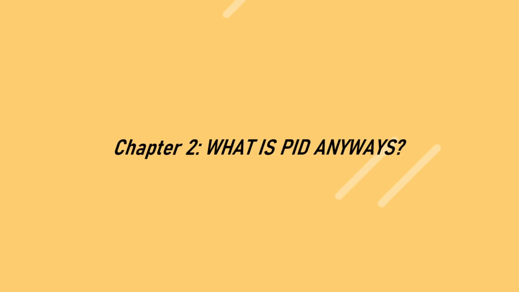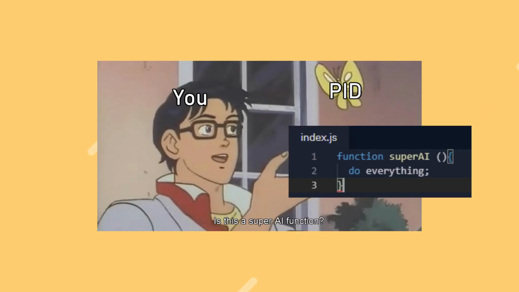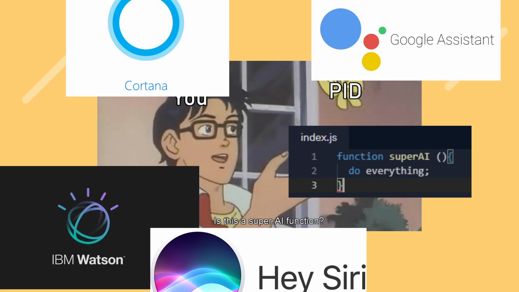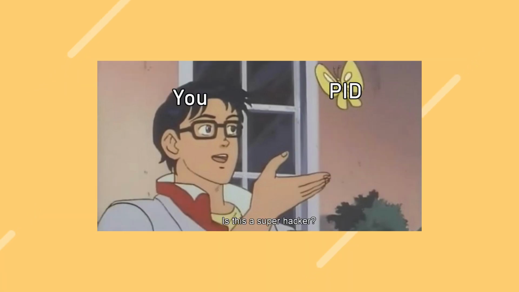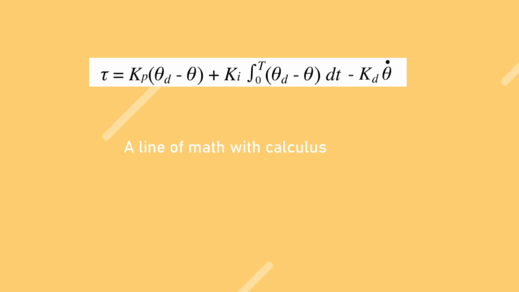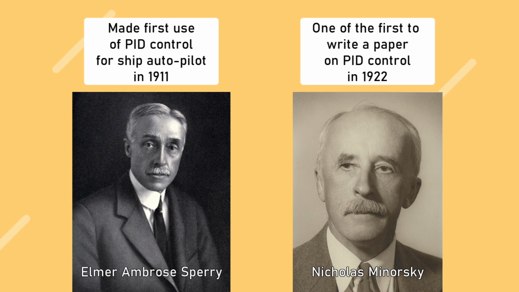Chapter 2. What is PID anyways? What is it? Is it a function to call out some super high-tech AI to automate the control over your robot? Or is it an online hacking tool for the supercoders to lively control your motor values? No. It is actually a line of calculus math originally invented and used in engineering. I mean, that's still hella cool though, not gonna lie.